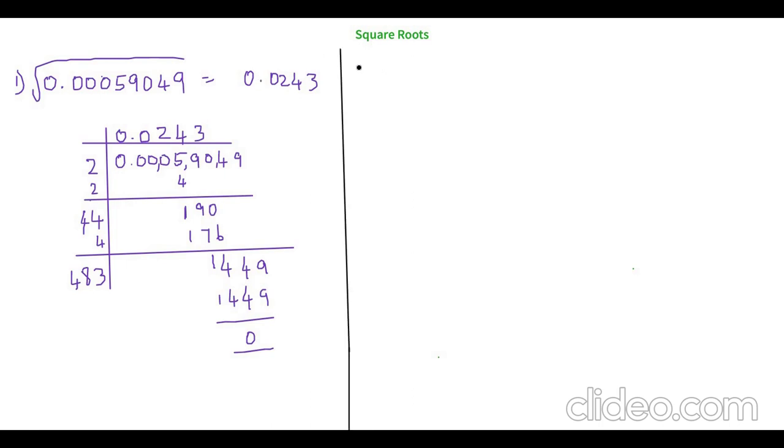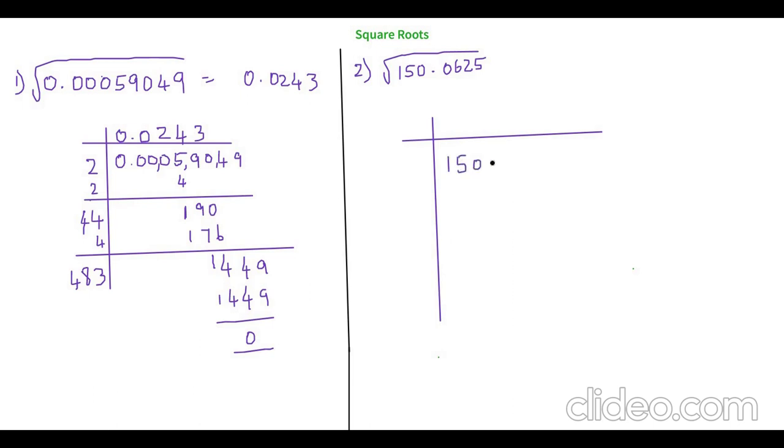Our second example is a little different. Earlier we had 0 point. Now we will take the square root of 150.0625. I have taken two different types of examples so that you have a clear idea of how to do the division method for square roots. This is also the same way we are going to do. I am writing the numbers a little apart so that it is easy for us to pair them.